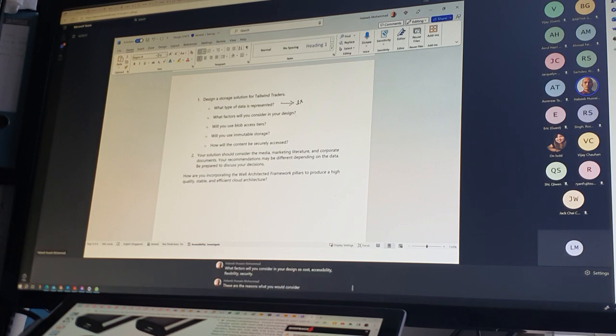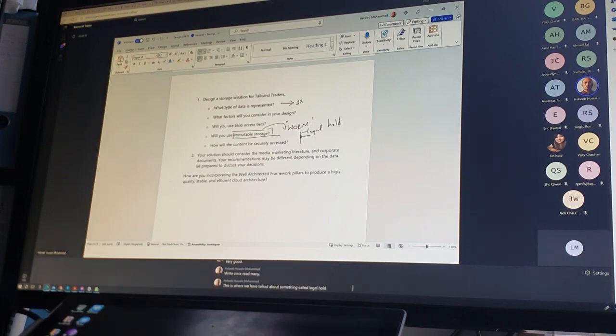Will you use blob access tiers? Definitely yes. Will you use immutable storage? What is immutable storage, guys? Which follows WORM. Very good. Write once, read many. This is where we have talked about something called legal hold, or we have also talked about time-based retention. I've already given you the KB article. And then how will the content be securely accessed? So how are you giving secure access? These are the things that you need to understand.